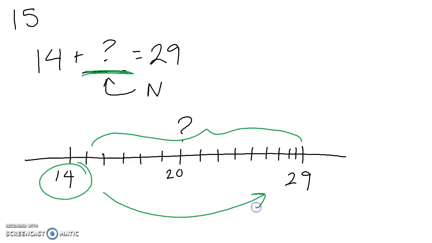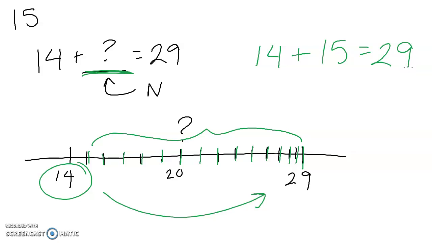So let's see, there is 1, 2, 3, 4, 5, 6, 7, 8, 9, 10, 11, 12, 13, 14, 15. There are 15 tick marks between 14 and 29, so your final answer should be 14 plus 15 equals 29.